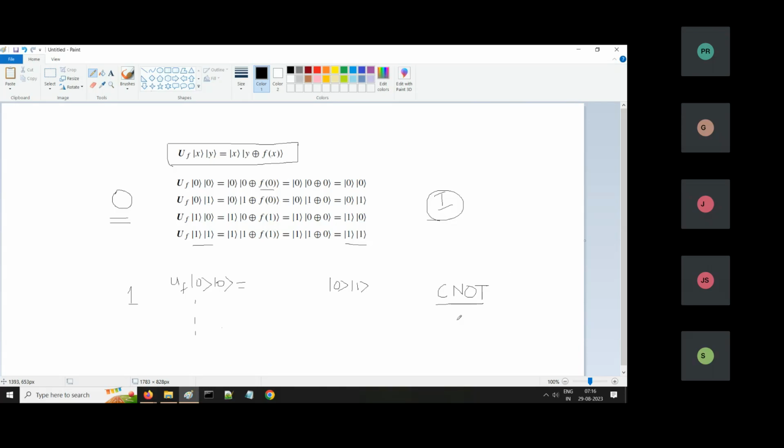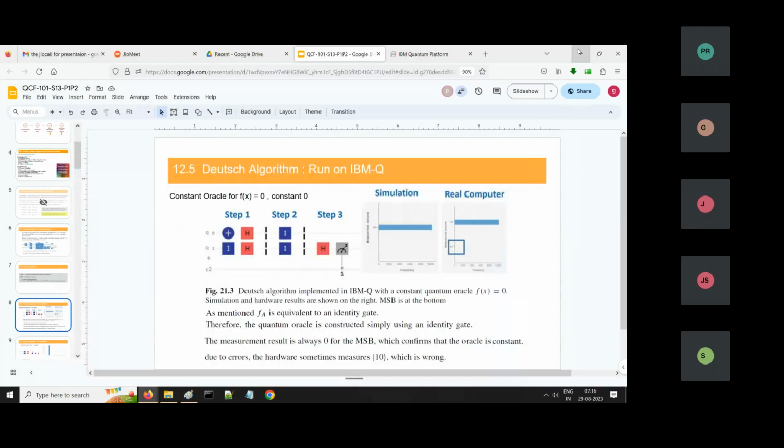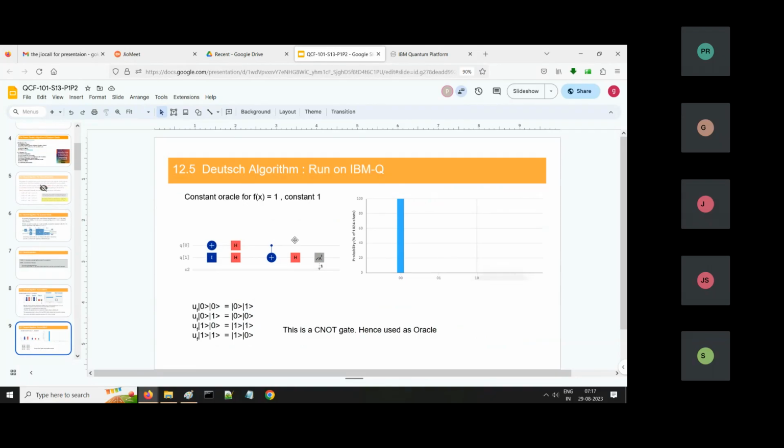So what does it also mean? If at all you have got a constant 1, I can replace that constant 1 implementation using a C naught gate for my oracle. Or if at all I want to just check out for a behavior of constant 0, I can typically realize my oracle using the identity function. Okay, so that is exactly what we have discussed last time also, and we have written these two circuits. So that was for constant 0, this is for constant 1.